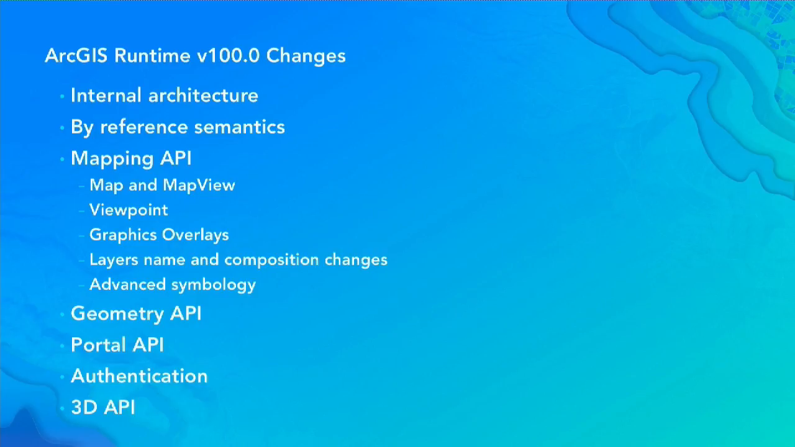We've got a huge number of changes in the mapping API. This is the one section that really got completely overhauled. We introduced the concept of a map, which seems crazy now that we didn't have it before. But we didn't, in the runtime before in 10.2x, have this notion of a map. We had this notion of, if you like, a map control and layers, but there was nothing more than that.